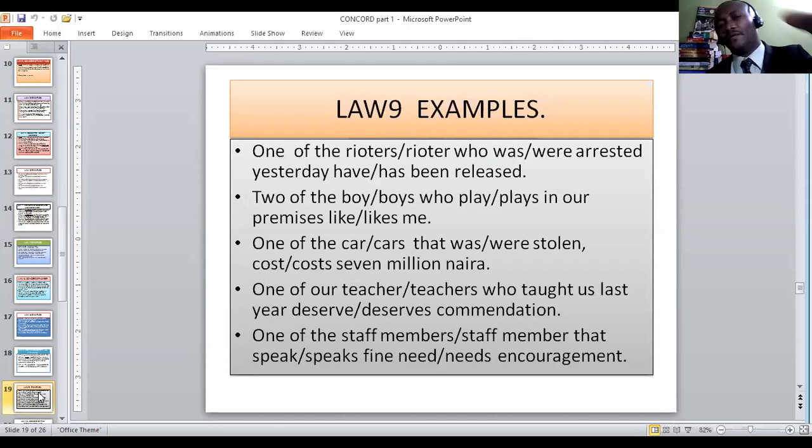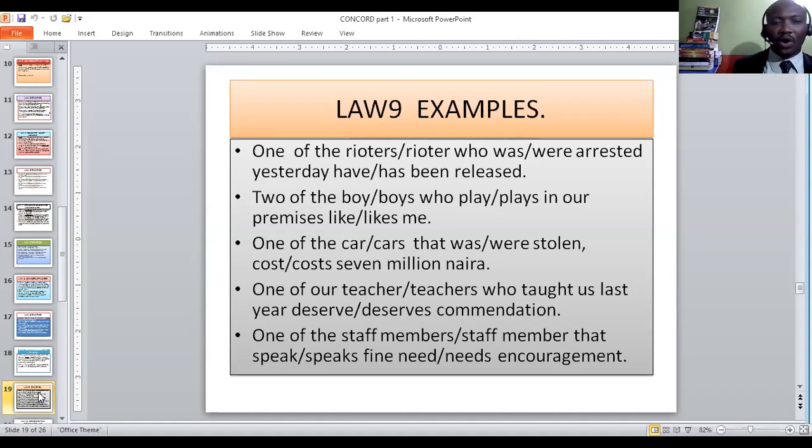One of the rioters. We're talking about one of them. The plural is used because it's one out of many rioters. Who were arrested yesterday: we're still talking about the one the subject is referring to. Then, since it is one of them, the last verb will be determined by the number at the beginning of the sentence, which is one: has been released. So we say, one of the rioters who were arrested yesterday has been released.